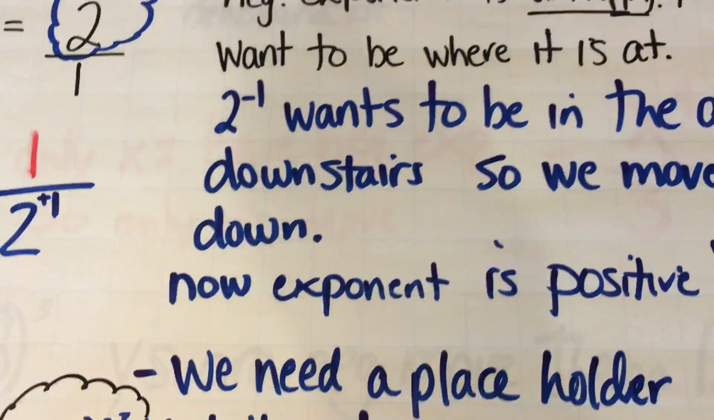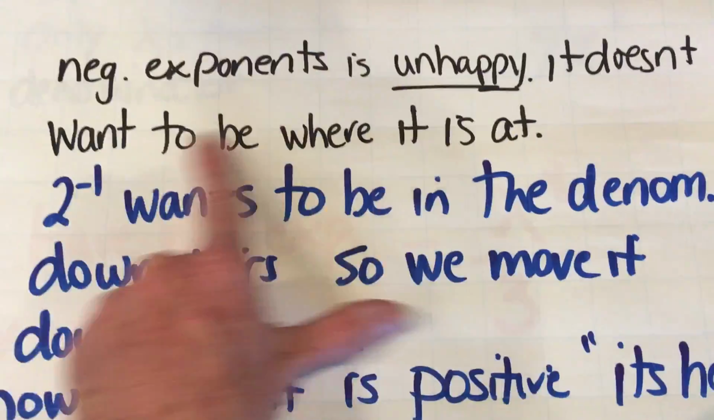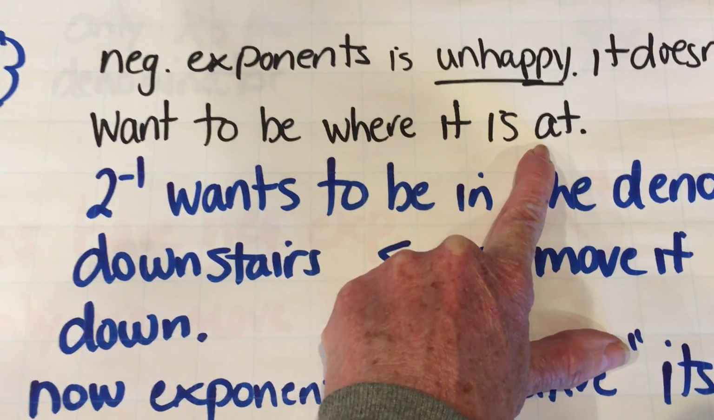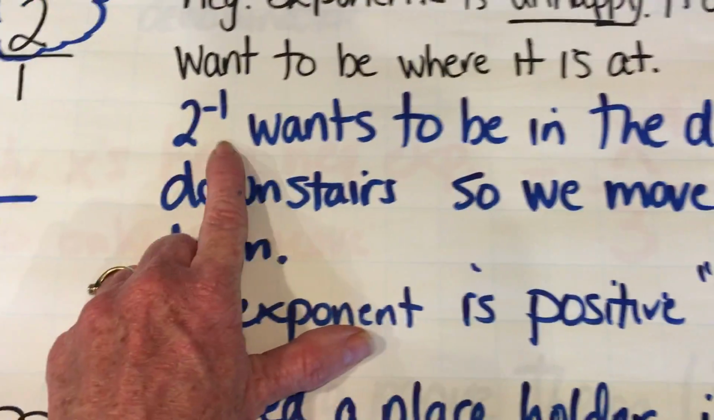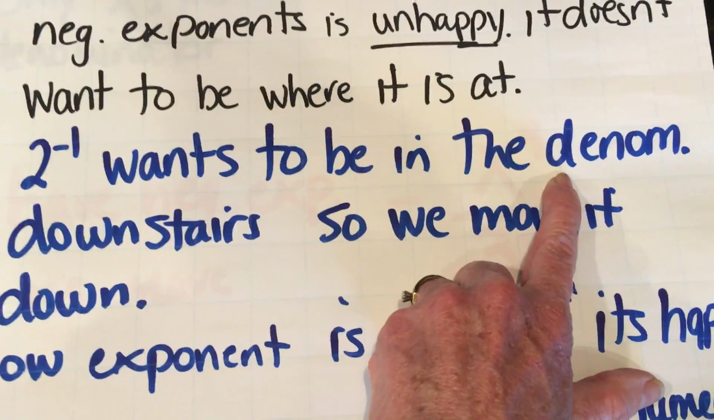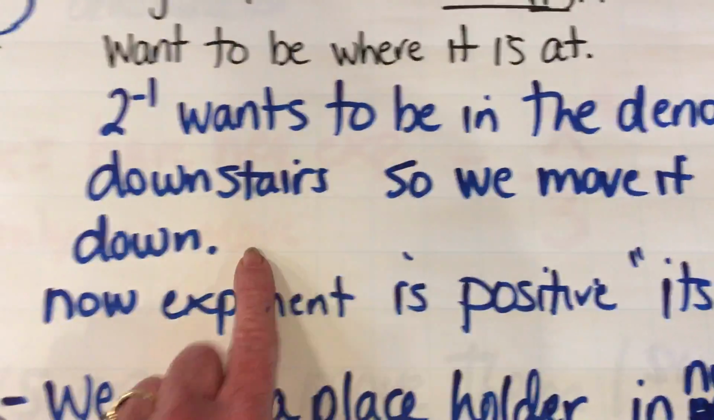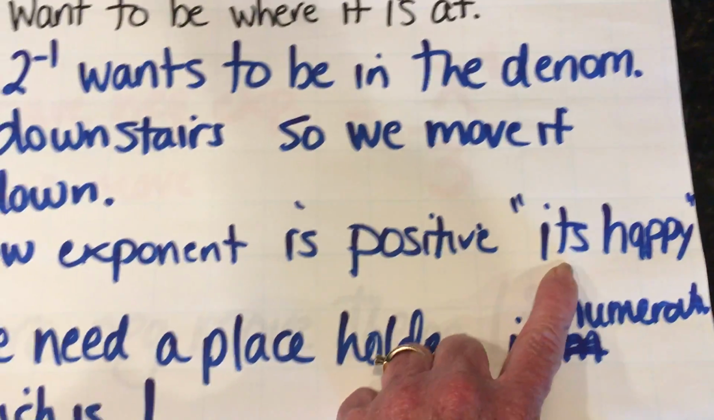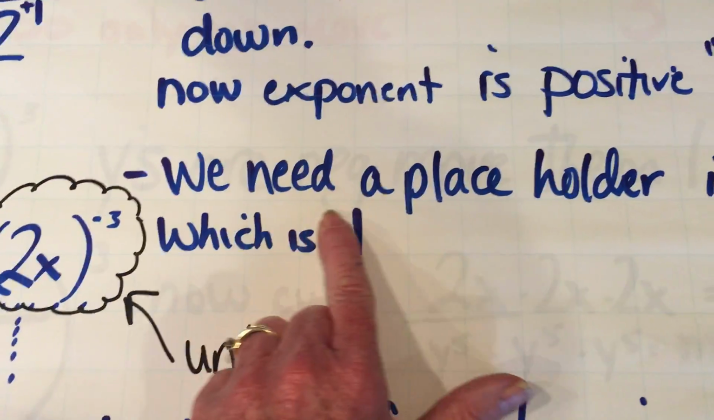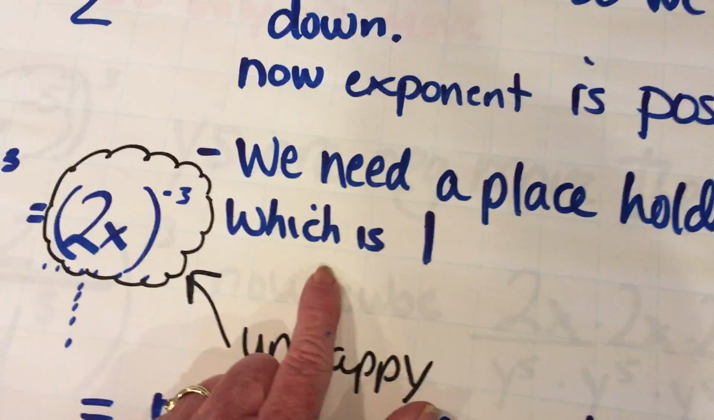So let's look back at our notes here. Negative exponents are unhappy. It doesn't want to be where it's at. Sometimes they'll be in the denominator, sometimes they'll start in the numerator. 2 to the negative 1 wants to be in the denominator, downstairs. So we move it down. Now the exponent is positive. It's happy. Then we need a placeholder in the numerator, which is where our 1 comes from.